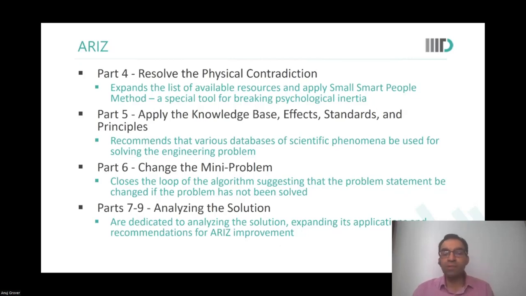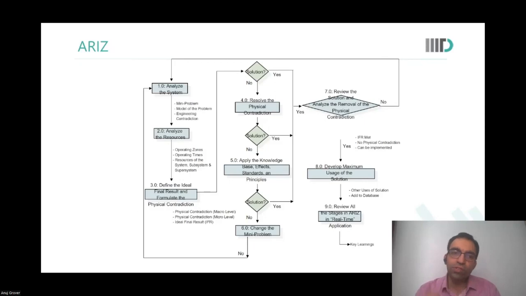Then if it so happens that the solution is not there, we are not able to find a solution, then we change the mini problem and we go to step 1 again. We redefine the engineering contradictions. And finally, as I said, we analyze the solution where we expand its applications and see if the application of ARIZ could be improved. This part does not require too much effort, but it's important to do. So this is how the flowchart would look.